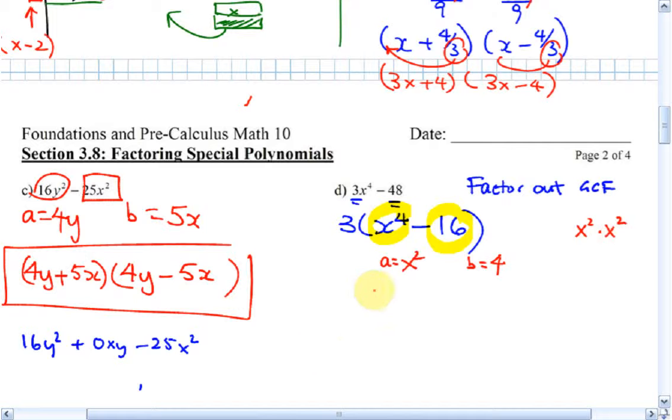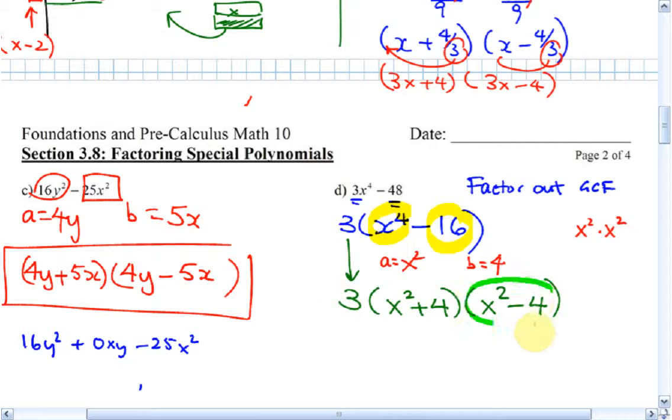So now let's go ahead and factor this again. So this would be then A, which is x squared, plus B, and then it'd be A, which is x squared, minus B. Don't forget the 3 in front. And are we done? You wish. There's more. Because look, I see another difference of squares right here. Okay, so let's do it again. What's the A value in this case? It's x. What's the B value for this one? It's 2.